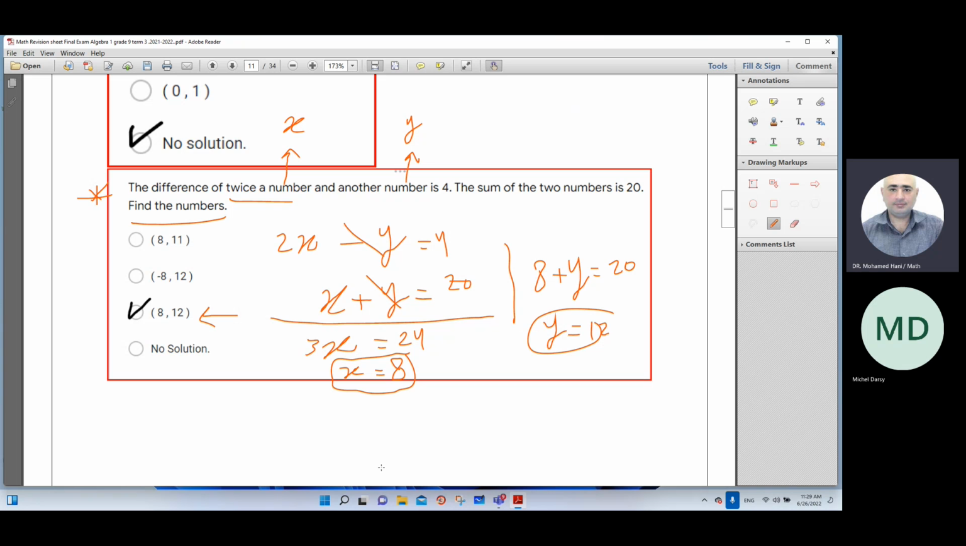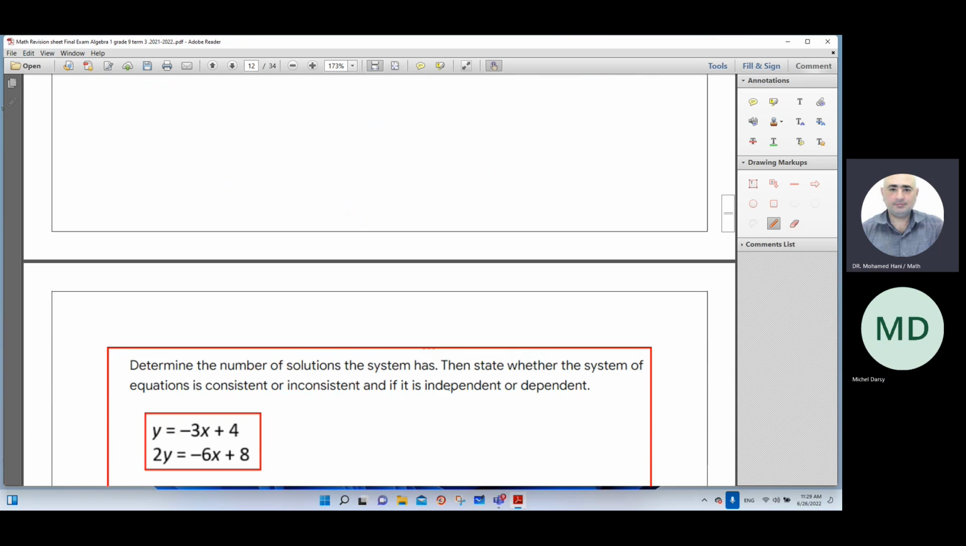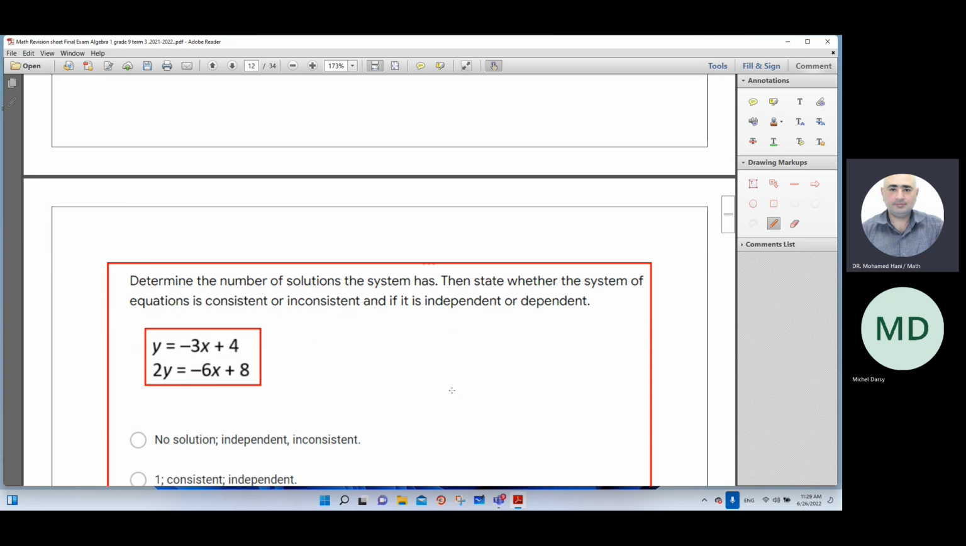Is it okay, Michelle, for the system of equations? Yes.